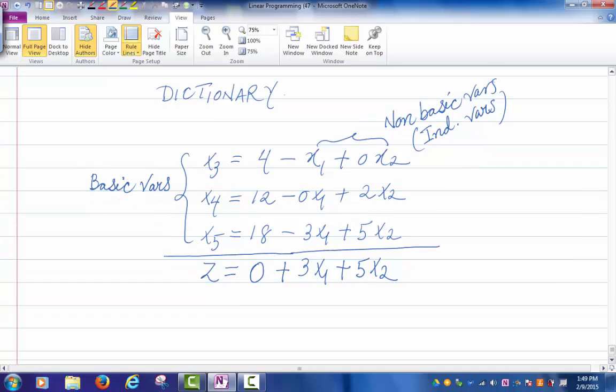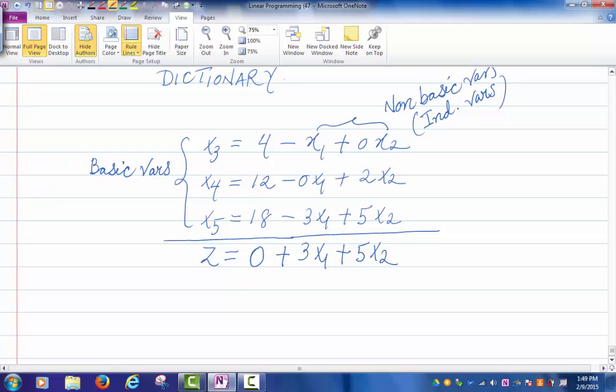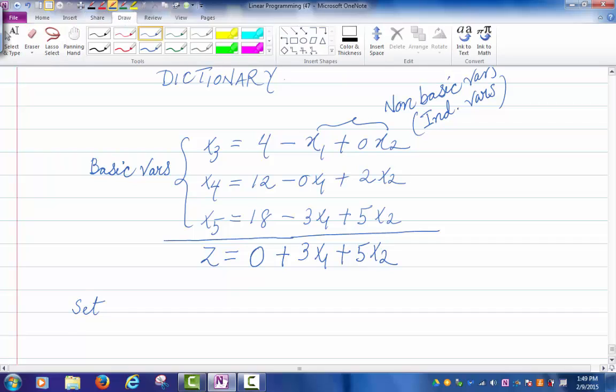So for example here, if I set x1, x2 to 0, the non-basic variables, well, let me do it later. We don't have much time left here. What I'm saying is that each dictionary is associated with a solution, and when I write the number 0 here for z, what's the solution now? The solution now is x1, x2 are 0, x3 is 4, x4 is 12, x5 is 18, and the associated value of z is 0, right?